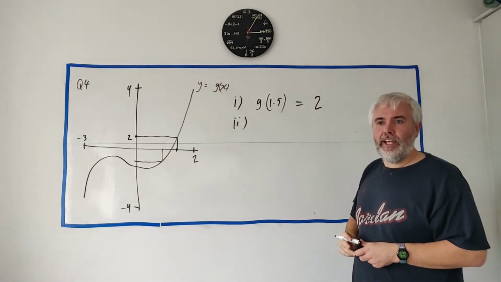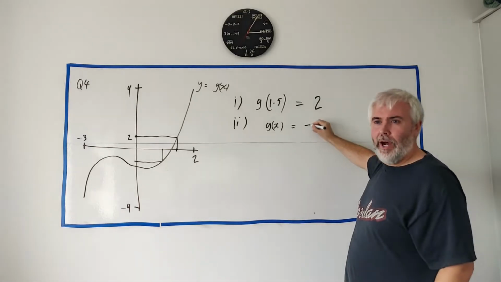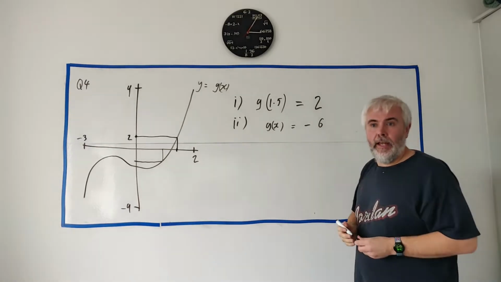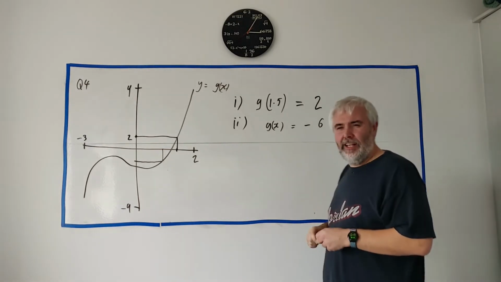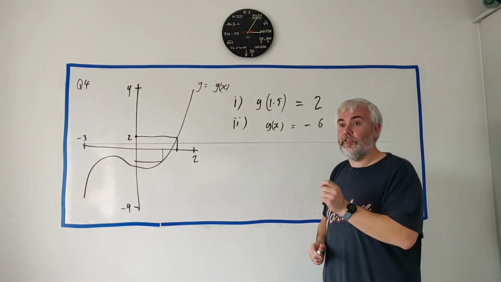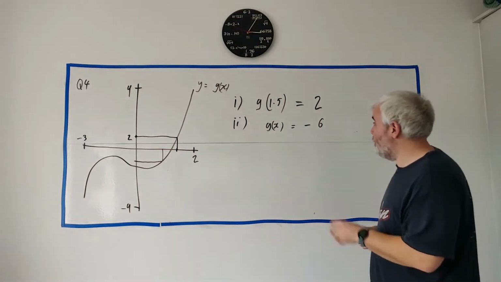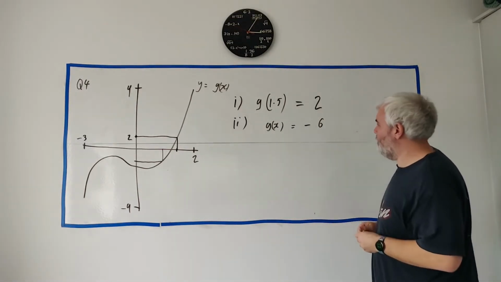Okay, so on to part 2. Estimate the value of x for which g(x) is equal to minus 6. Now, here's a little clue. It says the value of x. It might sometimes say the values of x. It doesn't in this question, so I don't want to confuse you too much, but it says value, so we're only going to get one answer.